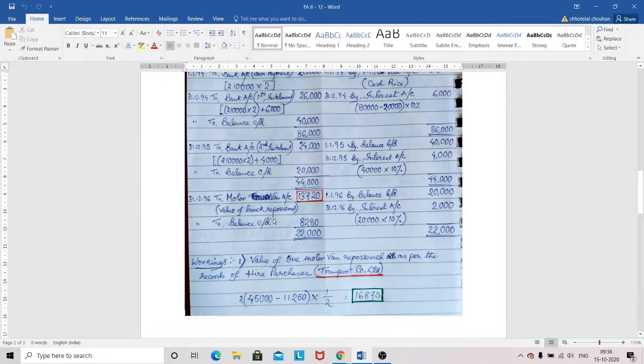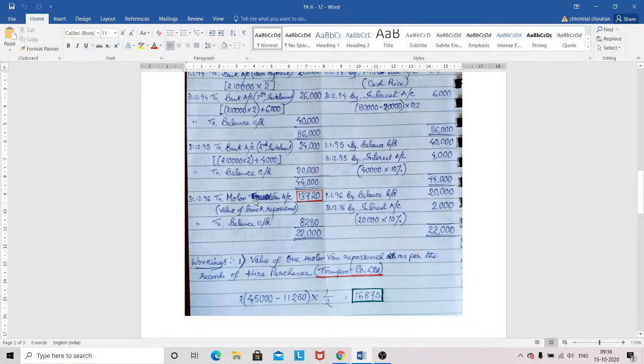Okay, now you can ask, sir, what about the installment? They haven't paid the third installment, so what about that 8280? It's 8280 will be paid in the next year or whenever the money is available, that will be paid actually. So 8280 is the balance c/d of the hire vendor account.